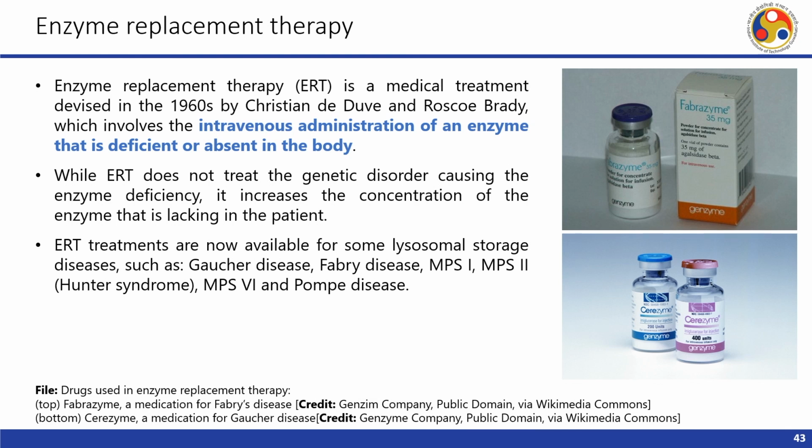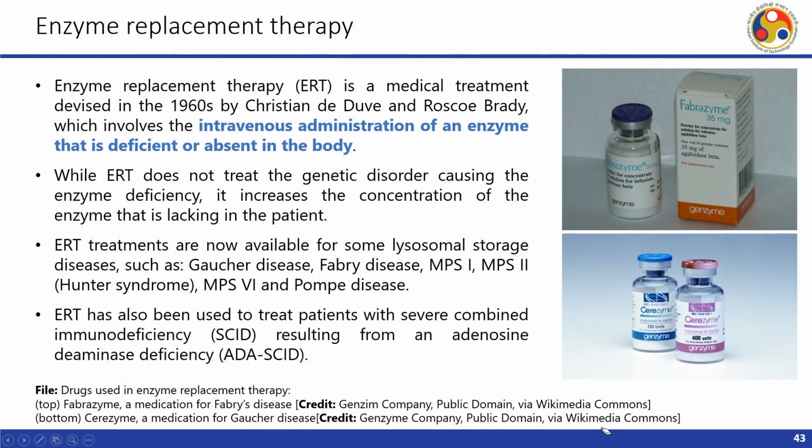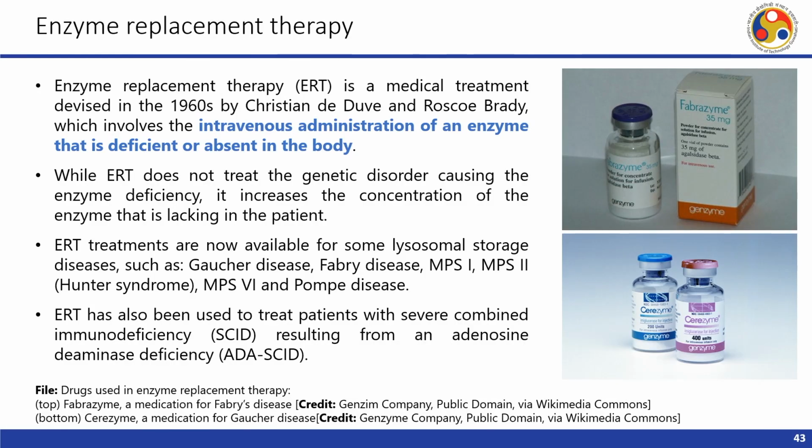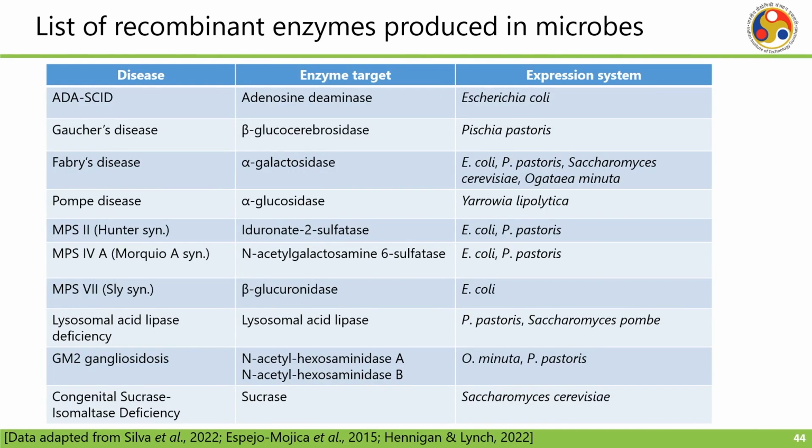So, here in this picture you can see some drugs using enzyme replacement therapy. At the top you can see Fabrazyme, a medication for Fabry's disease. Then you have Cerezyme over here, a medication for Gaucher disease. ERT has also been used to treat patients with severe combined immunodeficiency resulting from an adenosine deaminase deficiency.